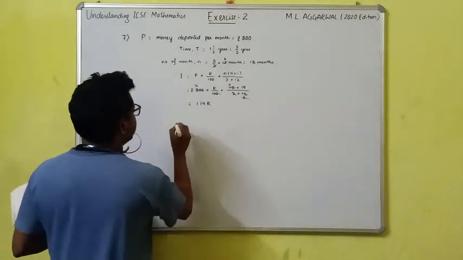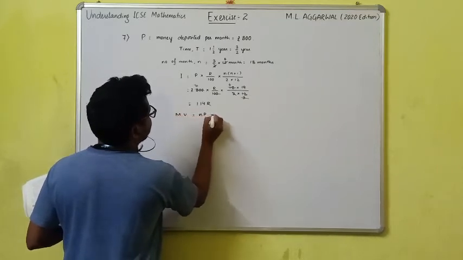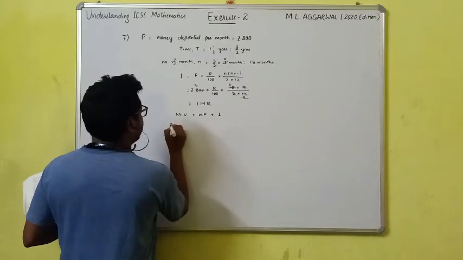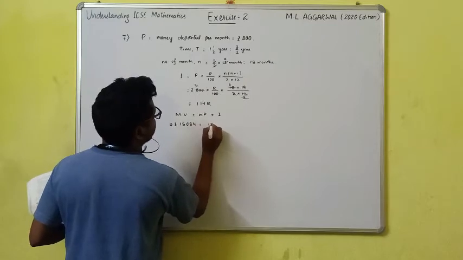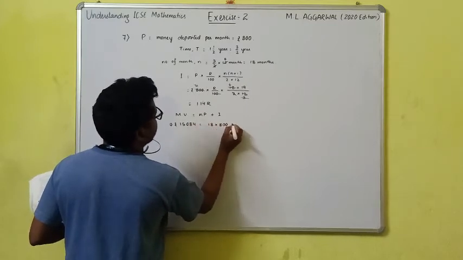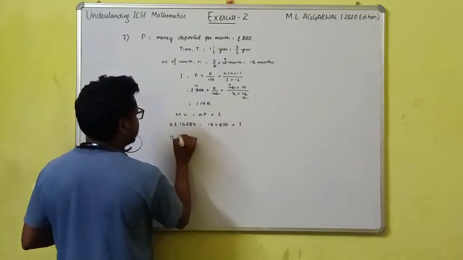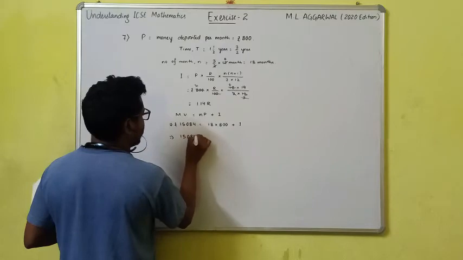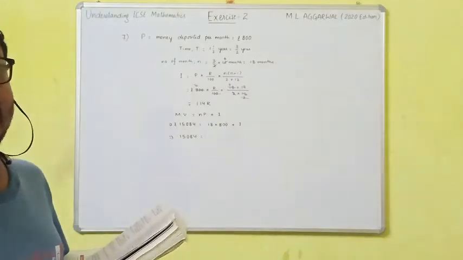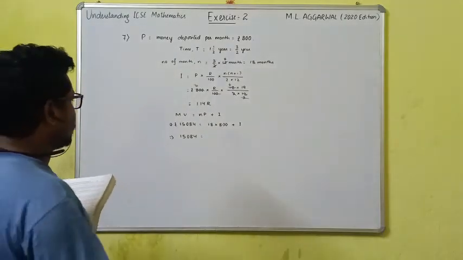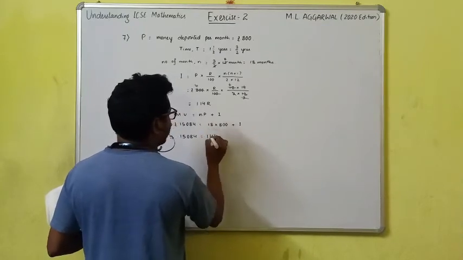Now what is the maturity value formula? Maturity value is equal to nP plus I. So the maturity value given here is 15,084, and n is equal to 18, per month deposit is equal to 800. So let us calculate I first. So 15,084 is equal to 18 into 8, which will be 144, so 14,400 plus I.